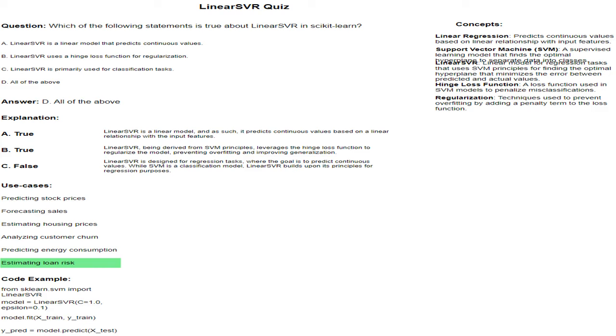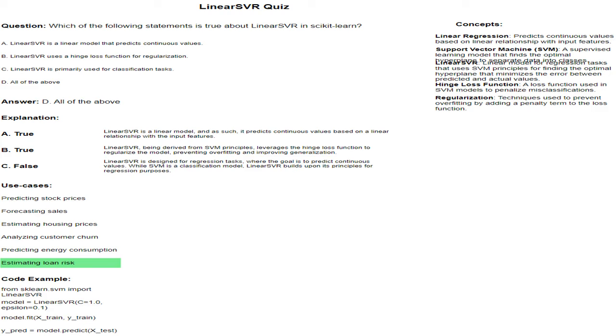Python: from sklearn.svm import LinearSVR. model = LinearSVR(C=1.0, epsilon=0.1). model.fit(X_train, y_train). y_pred = model.predict(X_test). This code demonstrates how to use linear SVR in scikit-learn.